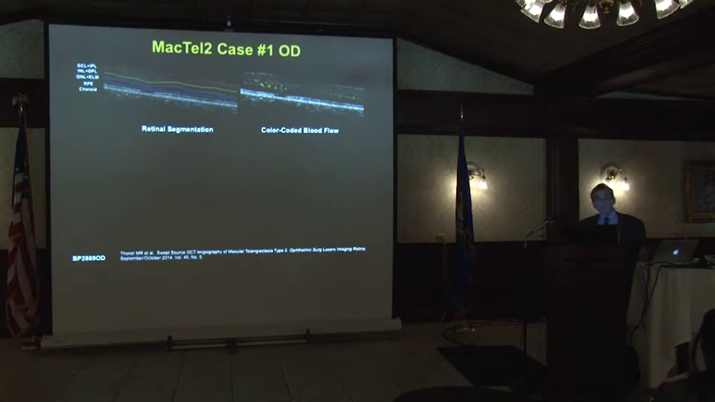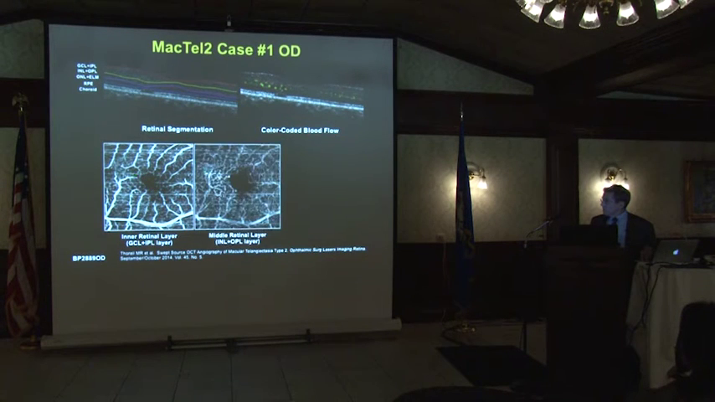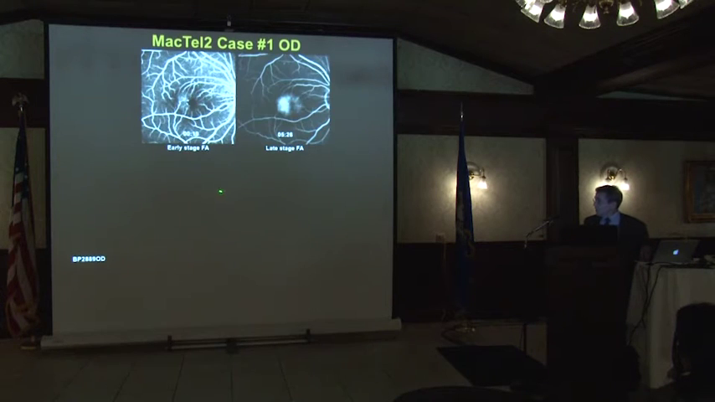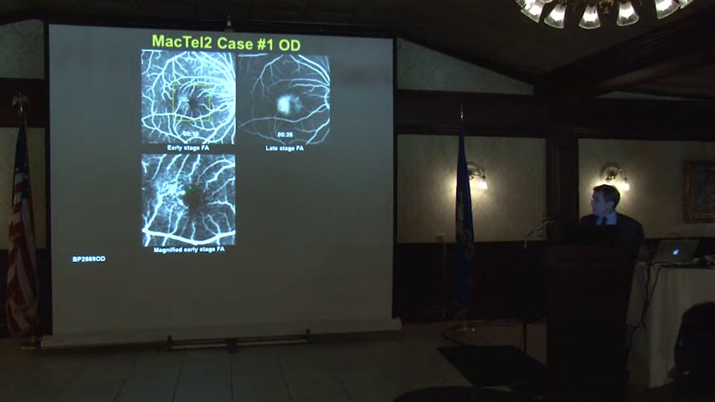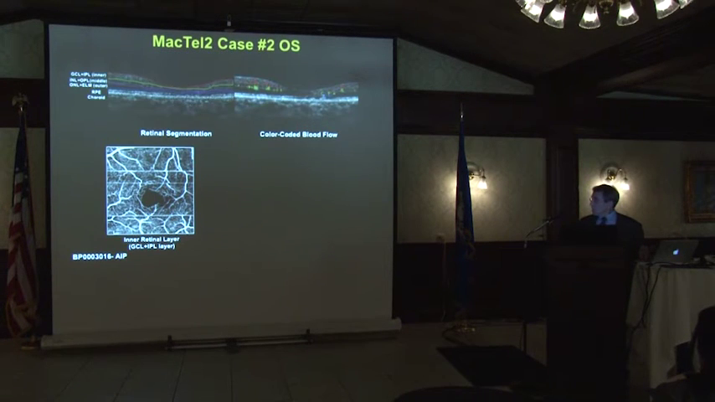So here's an early case of macular telangiectasia type 2. Superficial, you can see some abnormalities here. The middle retinal layer is where the action is. The outer retina, not much going on, but let's look here. This is the fluorescein angiogram, lots of leakage. This area blown up, you see the abnormality. And now you can look at the OCT angiography, and it represents this abnormality beautifully without it being obscured by the leakage.